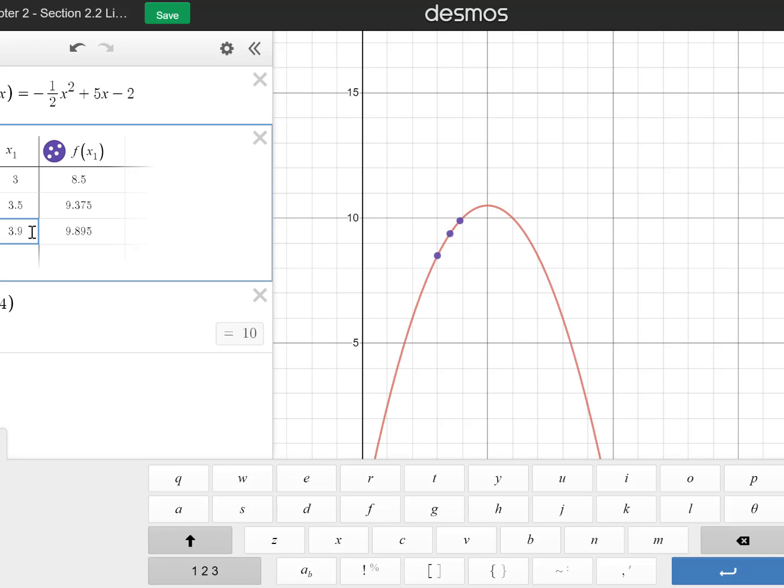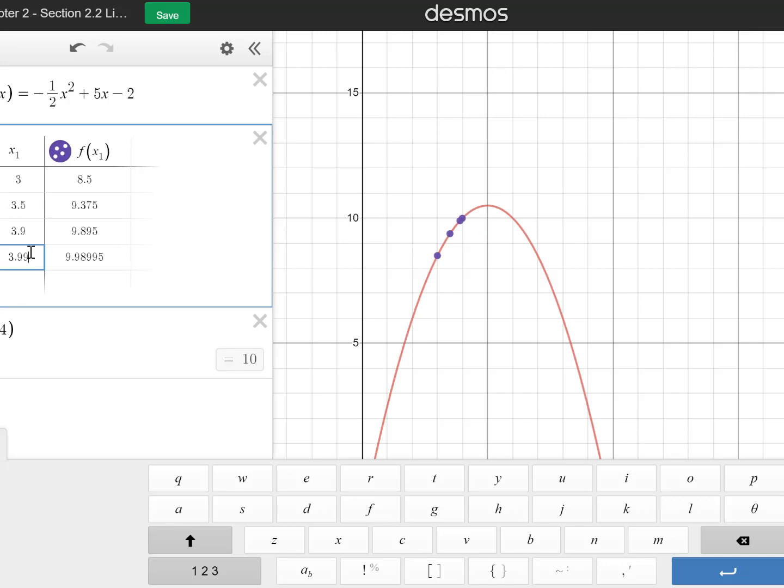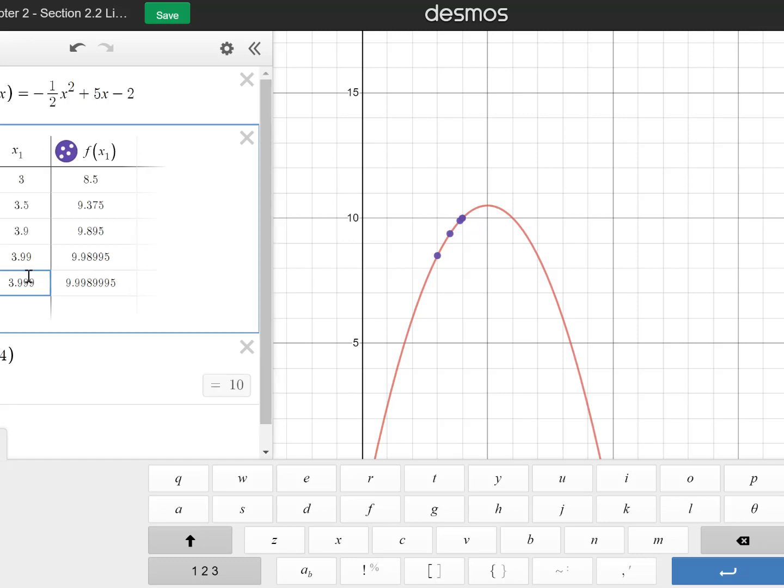I could say 3.9, and now we're at 9.895. I could say 3.99. Let's get really close. Let's keep going. 3.999, right? And we can see right there that we are very, very close to 10, 9.9989. Go as close as you need to when you're taking a limit and computing it with a table. Get as close as you need to see the behavior.